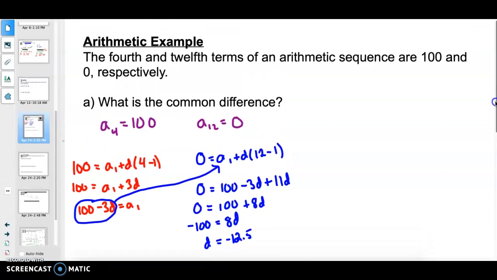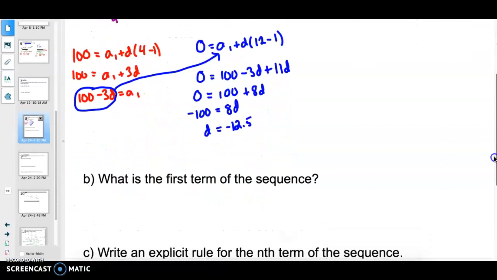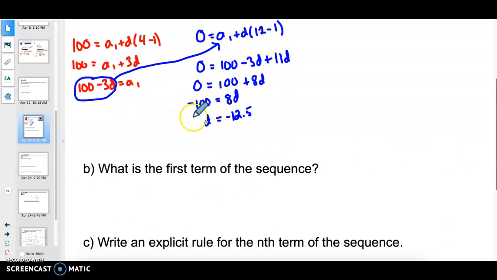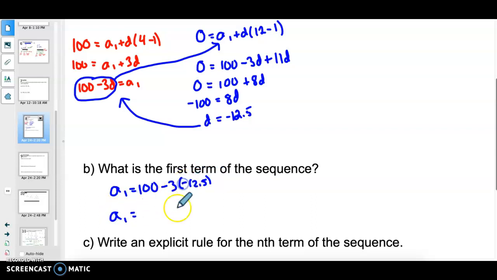The second question is asking what is the first term in the sequence. So I can find that by plugging in d into this equation, because we have the first term isolated. So we know a1 equals 100 minus 3 times d, which is negative 12.5. So if you evaluate 100 minus 3 times negative 12.5, you get that a1 equals 137.5.